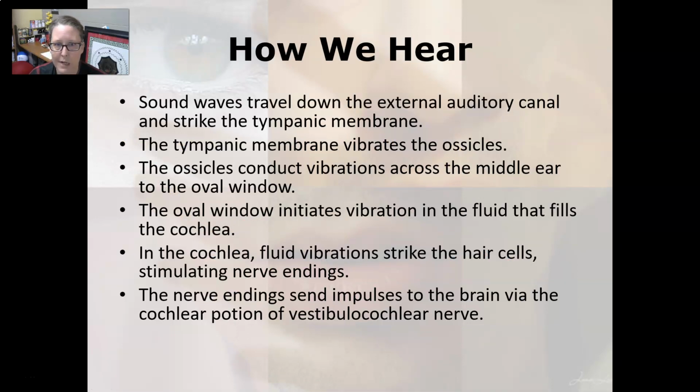So how do we hear? Sound waves travel down the external auditory canal and strike the tympanic membrane. The tympanic membrane then vibrates the ossicles. The ossicles conduct the vibrations across the middle ear to the oval window, and then the oval window initiates vibrations in the fluid that fills the cochlea. In the cochlea, that fluid vibration strikes the hair cells, and the hair cells then stimulate nerve endings. The nerve endings send impulses to the brain via the cochlear portion of the vestibulocochlear nerve.